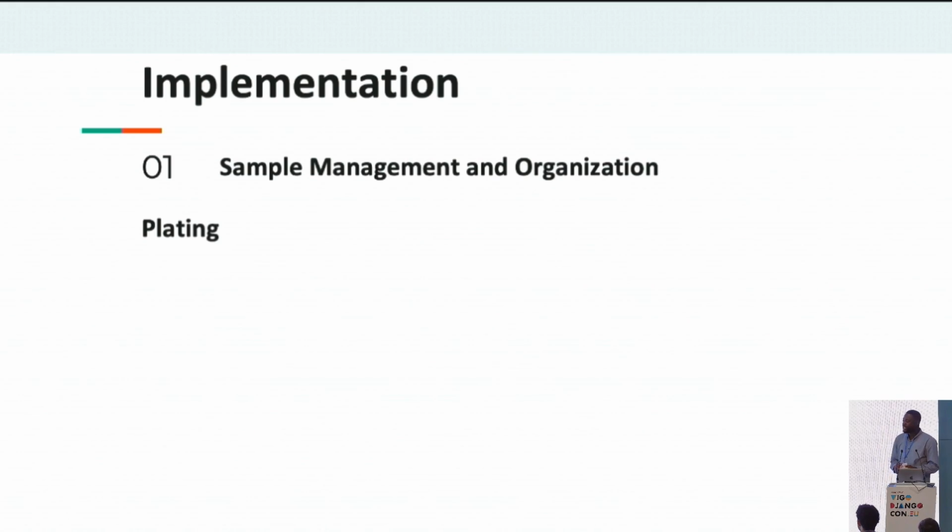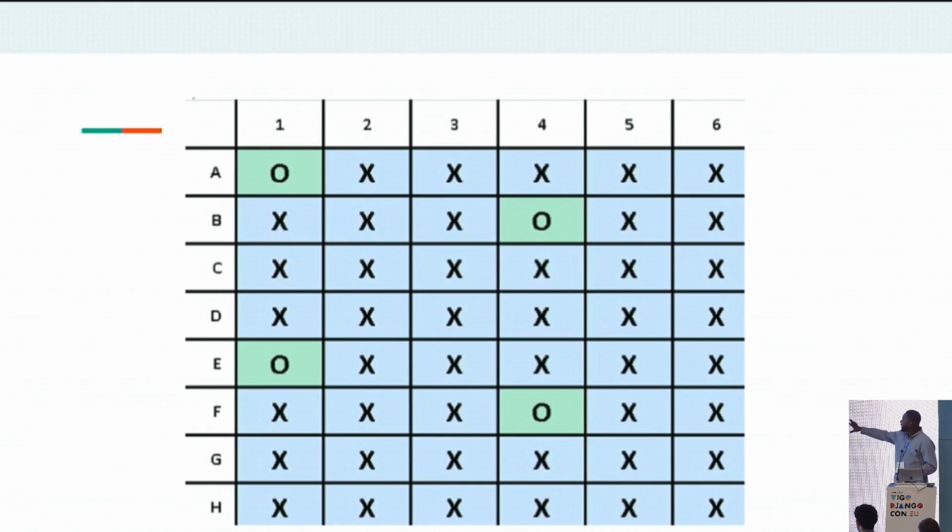Then plating. This is the most interesting part of the whole project. Plating is where we mix all these samples together. So we have a holding rack. This is an example of a holding rack. We have A to H, then we have 1 to 12. The green circle represents a single patient, let's say patient A. Then the X samples represent other patients B, C, D, E, F.